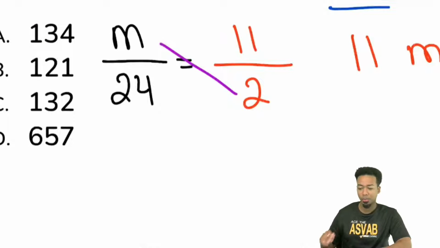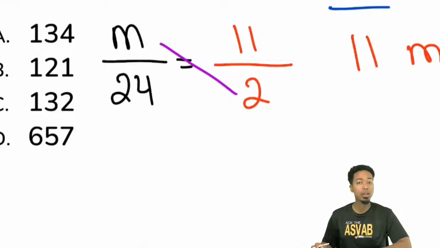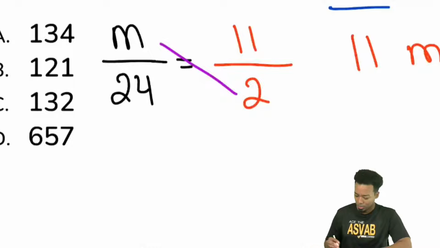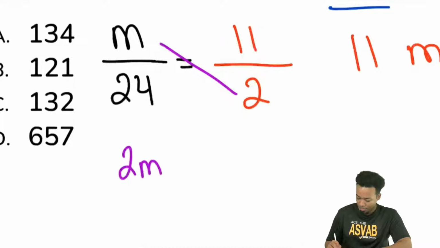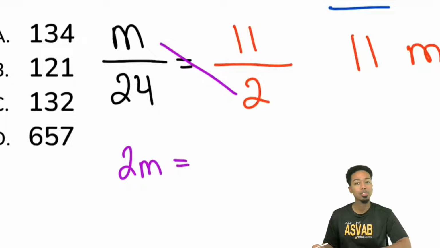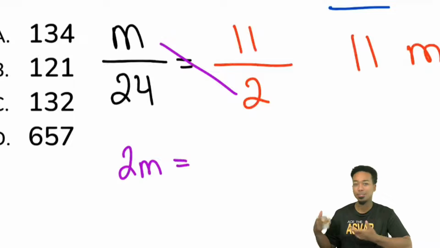My party people, help me out. What's M multiplied by 2? That's going to be 2M. Thank you for that. Appreciate that. And then we have 24 times 11. Who wants to do that off the top of their head? Anybody? Still waiting. 264. What's the mental math? Yeah, 24 times 10 is 240. 24 times 1 is 24. So 240 plus 24, 264.